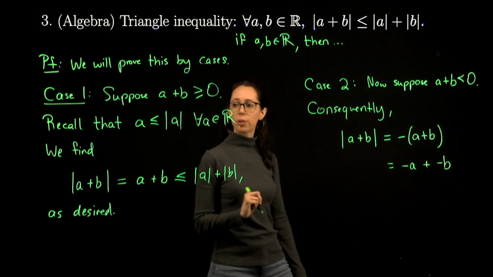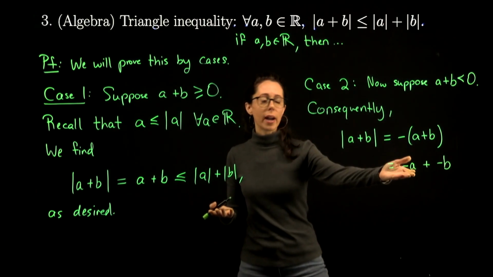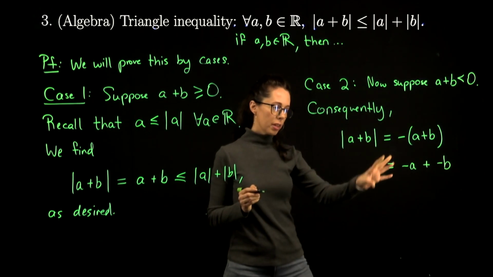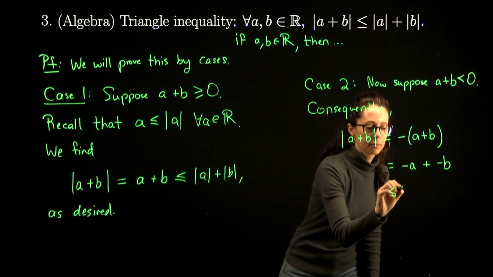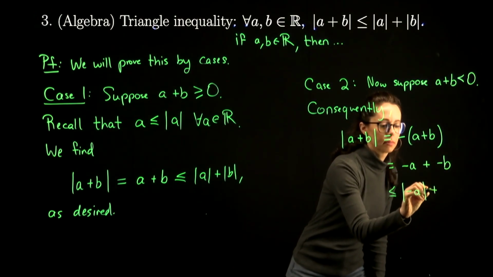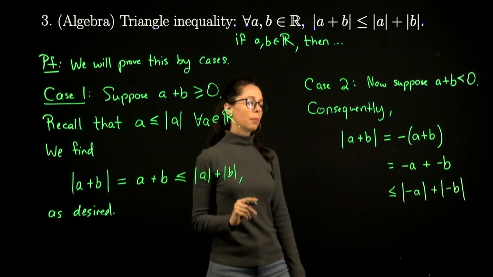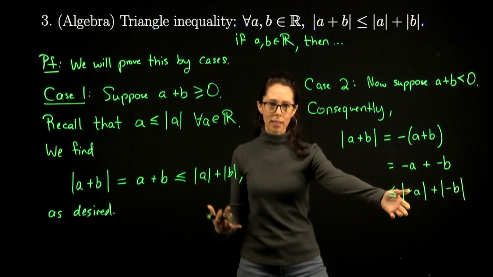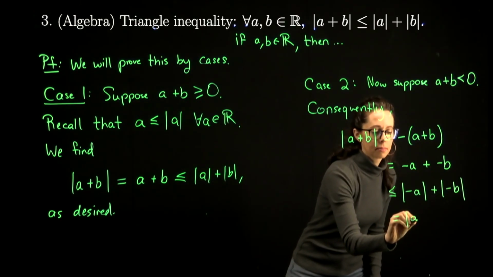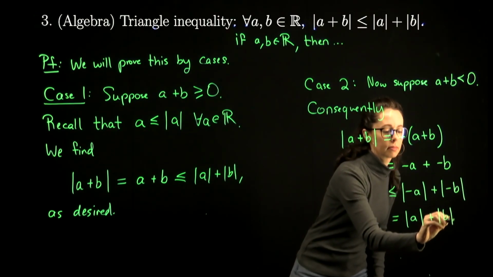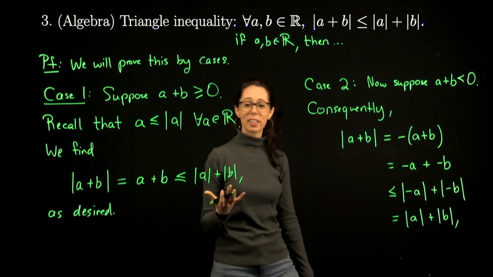And now I'm going to use the same fact that I've already brought to the reader's attention. Negative a is a real number in its own right, as is negative b. So for each of them, I can say that they are less than or equal to their own absolute values, like that. But the absolute value of negative a is the same thing as the absolute value of a, and likewise for negative b. So we can say equals. And at the risk of being redundant, I'm going to also write as desired, and we're done really, so let's draw a box.